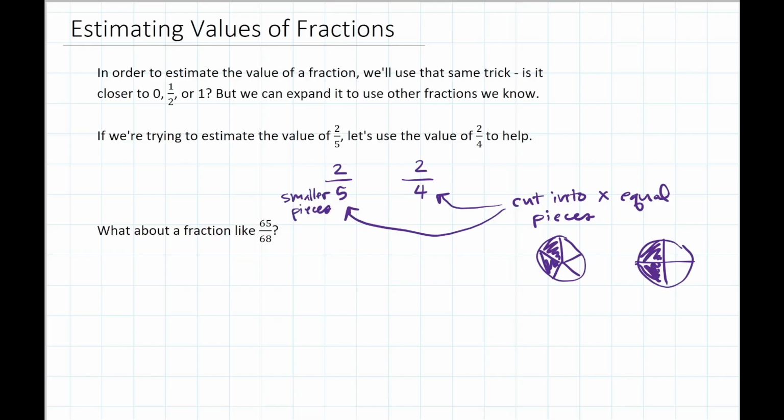So 2/5 is definitely smaller than 2/4, or you can think of that as 2/4. If you know in your head right now how much money you would have if you were holding 2/4, then you know that 2/5 is less than 50 cents or half of a dollar, right? So 2/5 is less than a half. Excellent. We have estimated that value.